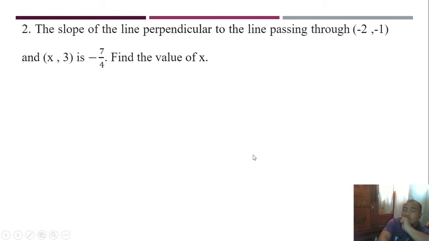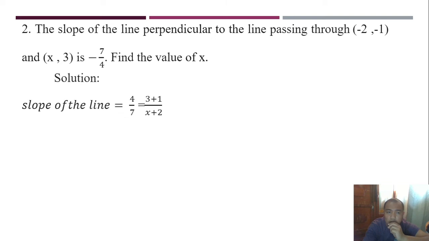Okay. Number 2, the slope of the line perpendicular to the line passing through (-2, -1) and (x, 3) is negative 7 over 4. Find the value of x. Since the lines are perpendicular, we get the negative reciprocal of negative 7/4, which is 4 over 7. Equate this to the slope of (x, 3) and (-2, -1): 3 minus negative 1 over x minus negative 2. So the new equation is 4 over 7 equals (3 plus 1) over (x plus 2).